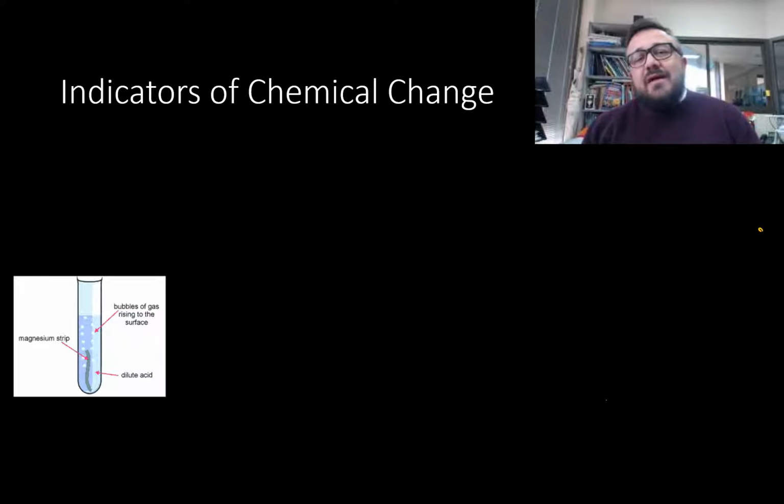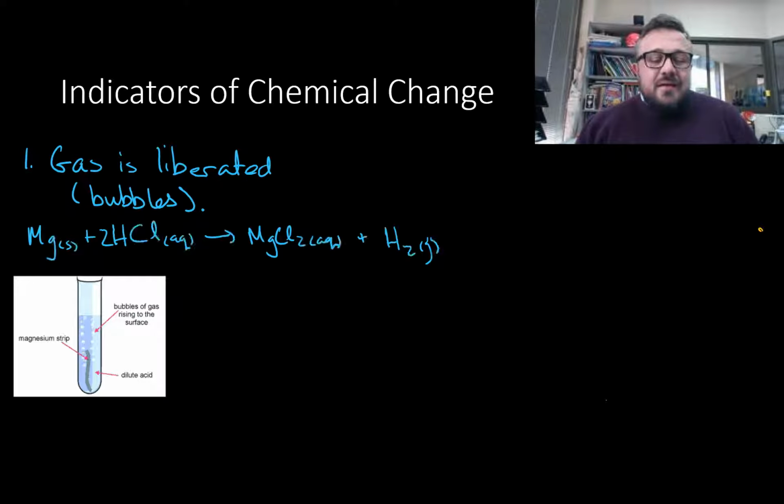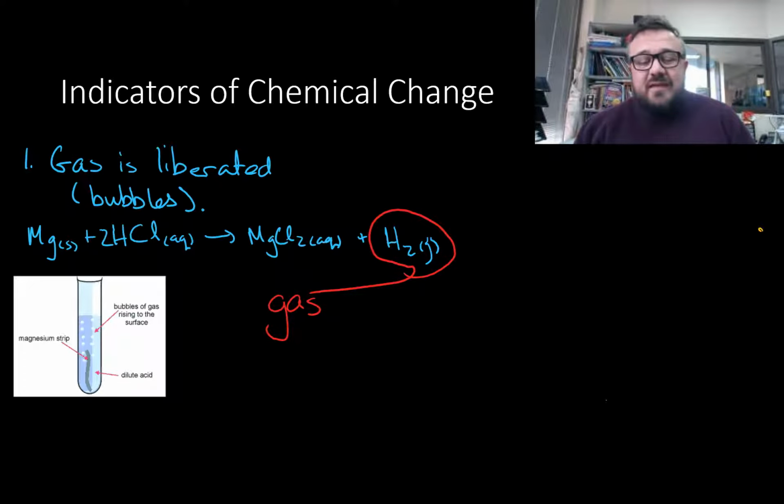So what are our indicators of chemical change? There are about four we want to know. And there are others, but they tend to be variations among these four. So first we have a gas being liberated, or effervescence. It's essentially bubbles. Now here we have magnesium reacting with hydrochloric acid, which is aqueous, magnesium being solid, and this gives us aqueous magnesium chloride plus hydrogen gas. In that case, hydrogen gas is the gas which is being bubbled out. And as we see there, that's our gas.